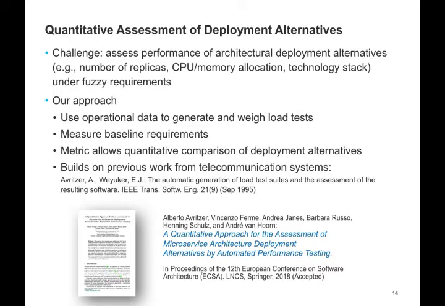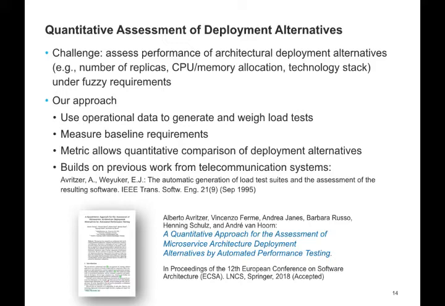The challenge we address is to assess performance of architecture deployment alternatives as defined, for example, by number of replicas, CPU memory allocation, or technology stack, under fuzzy requirements. Our approach uses operational data to generate and weigh load tests. It automates the measurements of baseline requirements and generates a metric that allows for quantitative comparison of deployment alternatives. It's built on previous work from telecommunication systems.